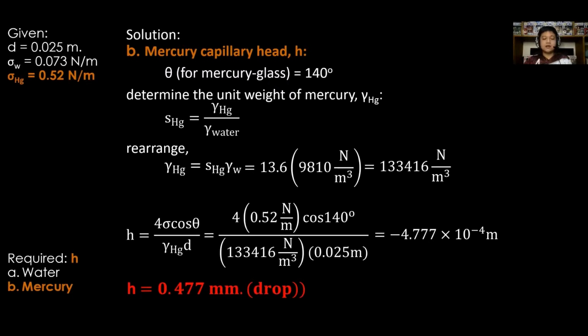So please omit the sign if you intend to indicate that the height H is a capillary drop. So the negative sign indicates only the direction of the measurement. Negative means it is downward.